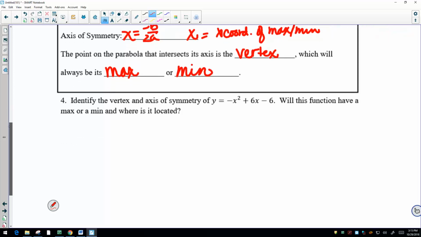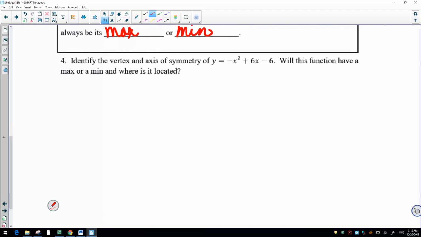Okay, so for number 4, it says identify the vertex and the axis of symmetry of this problem. And then we have to figure out, will it have a maximum or a minimum, and where is it located? So we had an equation up above. We said x equals negative b over 2a. So looking at this, I can see a is negative 1, b is positive 6, c is negative 6.